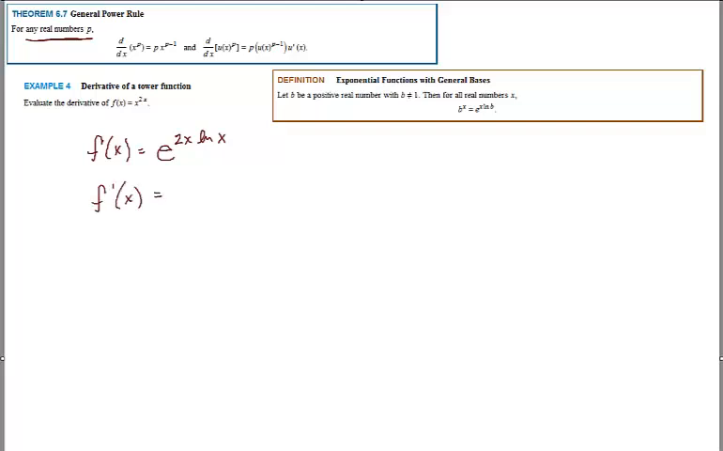So next I'm going to take the derivative of this, so f prime of x. I'm going to use the chain rule. The chain rule says take the derivative of the outside, which is the e, leave the inside alone, times the derivative of the inside. So it'll just be e to the 2x natural log of x times the derivative of this 2x natural log of x. For that I'll use the product rule. So derivative of the first, that would be a 2, leave the second one alone, plus leave the first one alone, times the derivative of the second, which would be 1 over x.